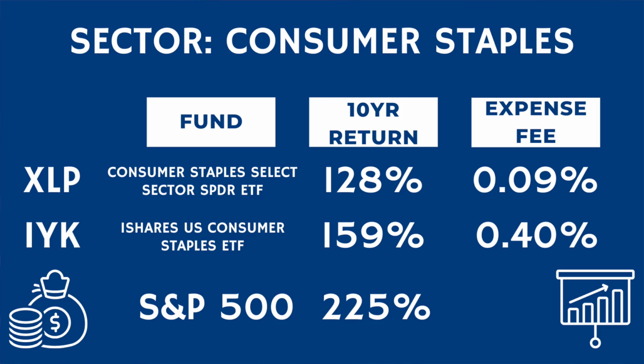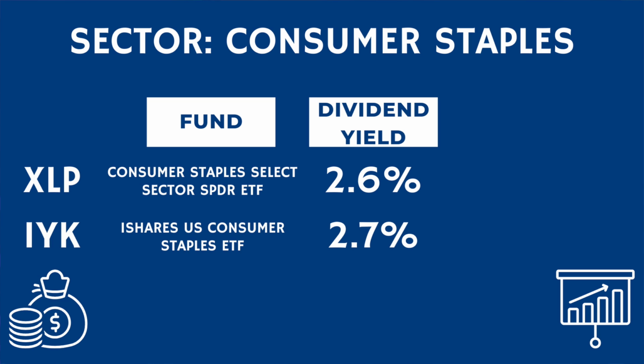It is important to remember that the consumer staples sector is a little bit more of a defensive sector. When times get tough in the economy, these are still needs that we have to have for everyday life. When it comes to the expense fee, XLP has an expense fee of just 0.09%, making it a great low-cost option. However, IYK has an expense fee of 0.4%, so much higher, but still below my threshold of 0.5%, so we'll still consider it somewhat low cost. In terms of the dividend, both ETFs produce a nice little dividend.